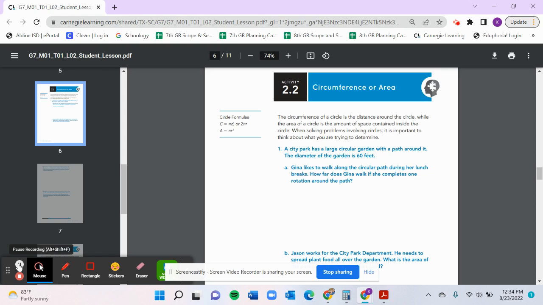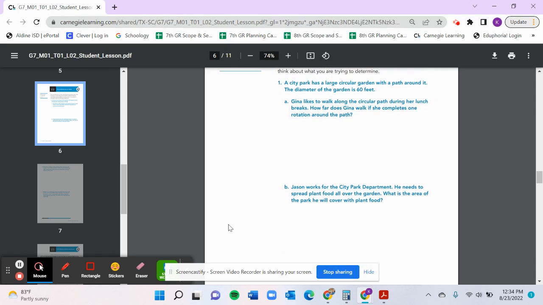Question 1. A city park has a large circular garden with a path around it. The diameter of the garden is 60 feet. This information is for Part A and B. Part A, Gina likes to walk along the circular path during her lunch breaks. How far does Gina walk if she completes one rotation around the path? 1B, Jason works for the city park department. He needs to spread plant food all over the garden. What is the area of the park he will cover with plant food?